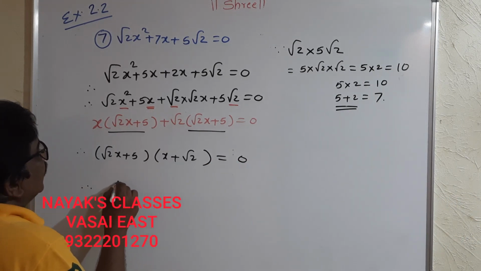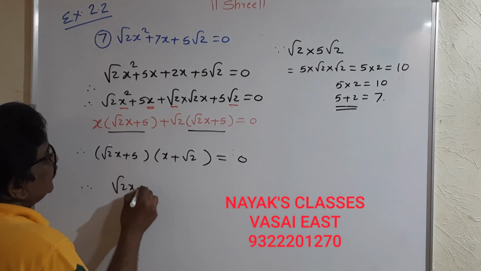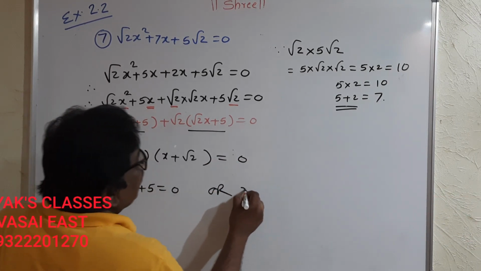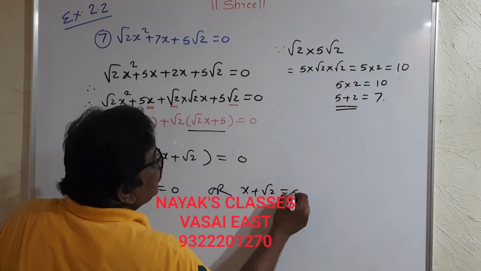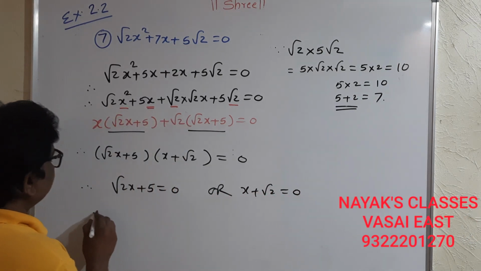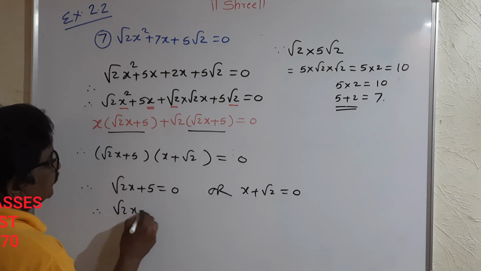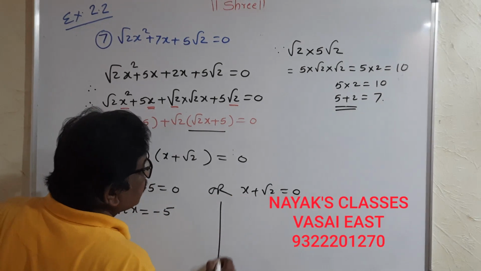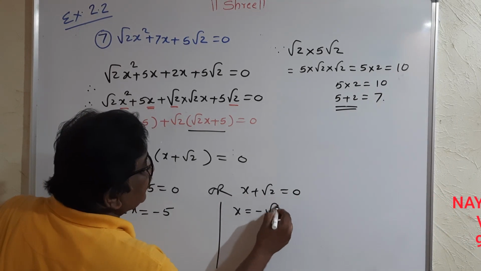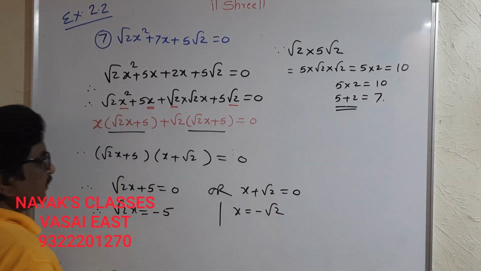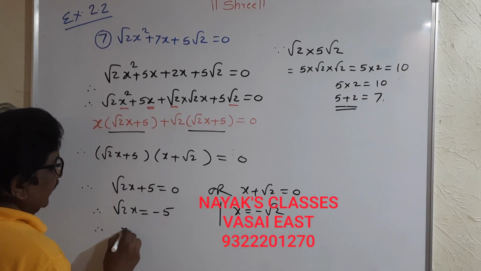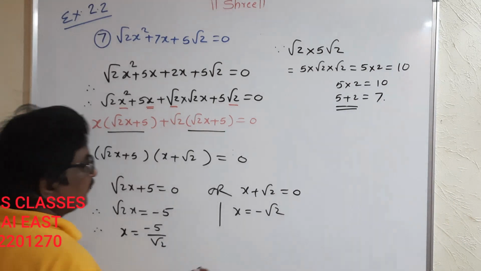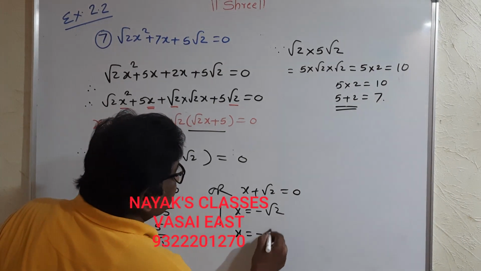Therefore, either root 2x plus 5 is equal to 0 or x plus root 2 is equal to 0. Therefore, root 2x is equal to minus 5 or x is equal to minus root 2. Then x is equal to minus 5 upon root 2 and x is equal to minus root 2.